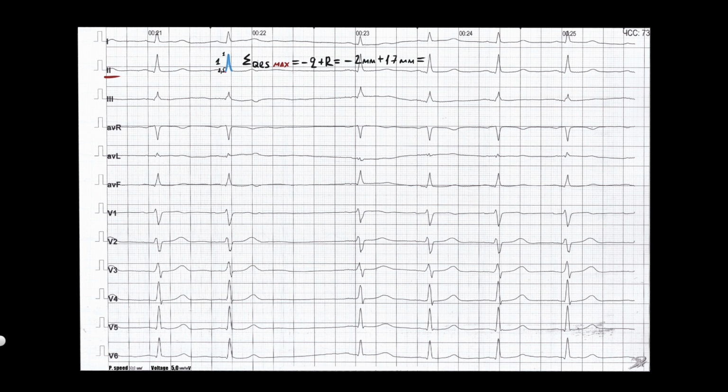As a result, the sum is 15 mm. After this, we need to find the lead with biphasic or near to biphasic complex. In other words, a lead with equal or almost equal Q and R waves. In our case it is AVL.